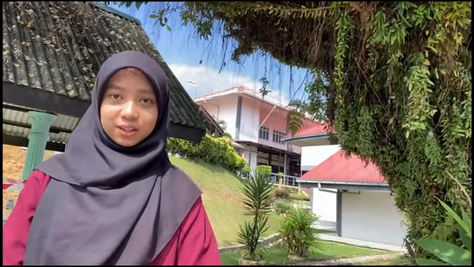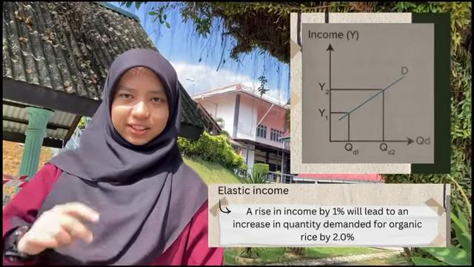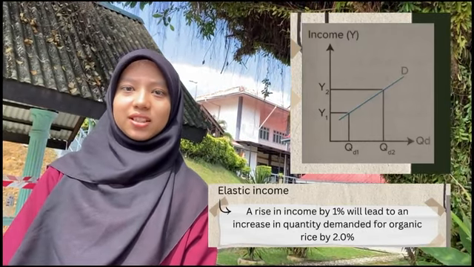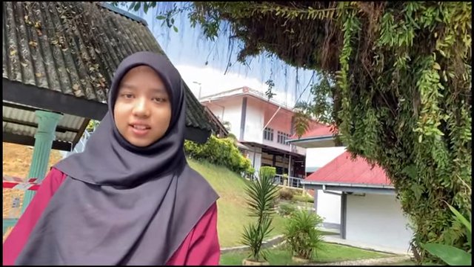Okay, now let's look at the explanation of our income elasticity result. The YED we calculated is 2, which is greater than 1. This means organic rice is a luxury good. When income rises just 1%, the quantity demanded increases 2%. This shows that demand is very responsive to income change, and this is called elastic income.